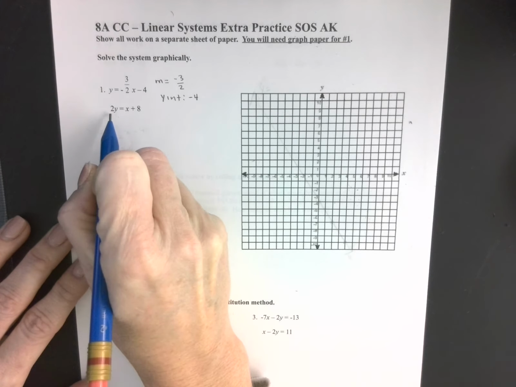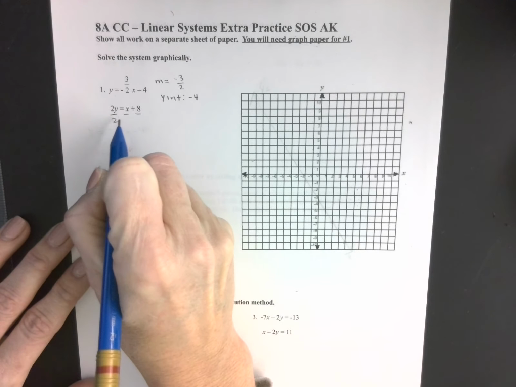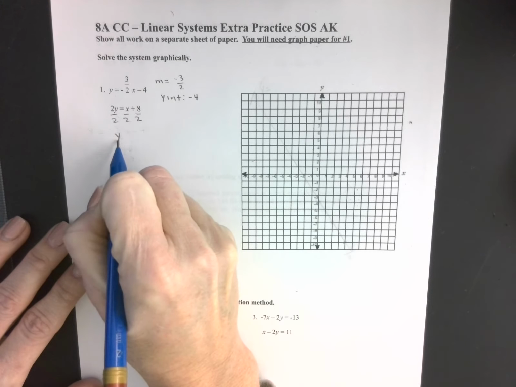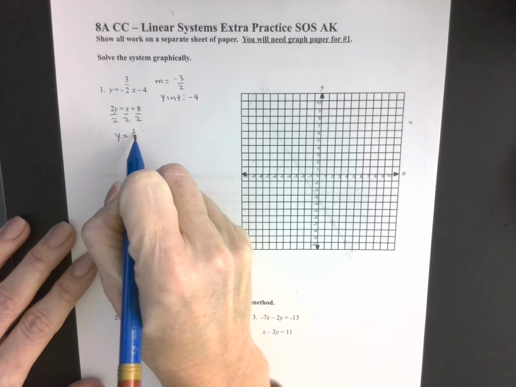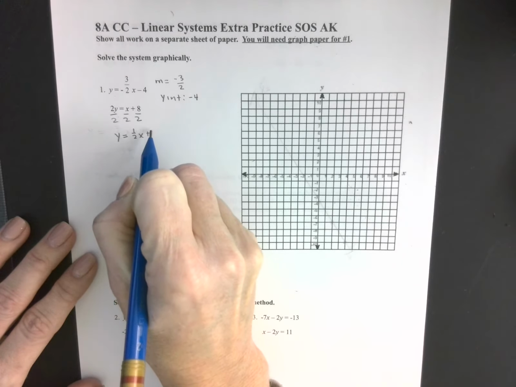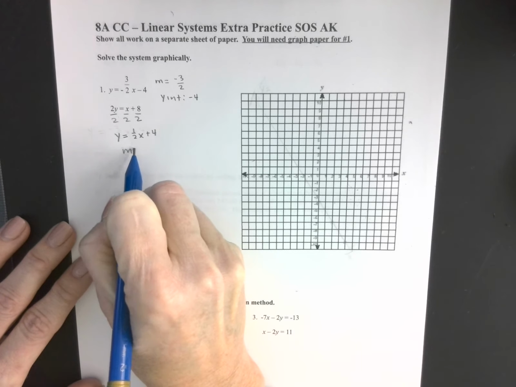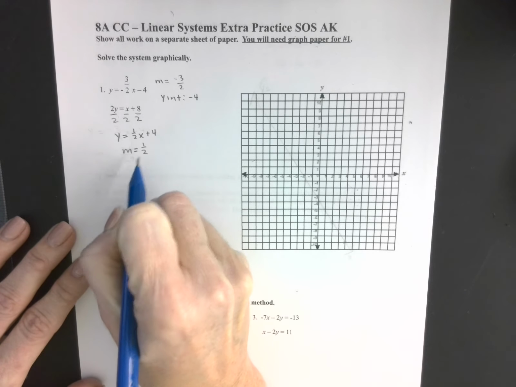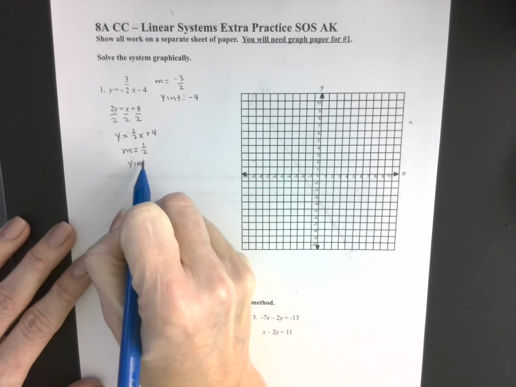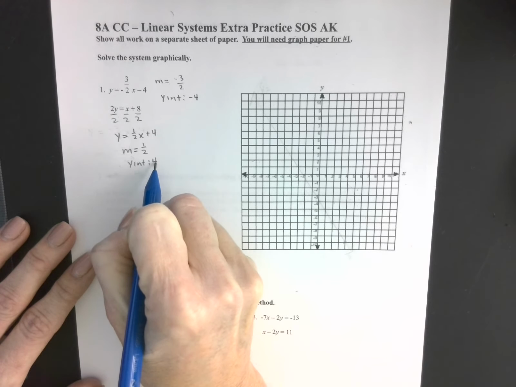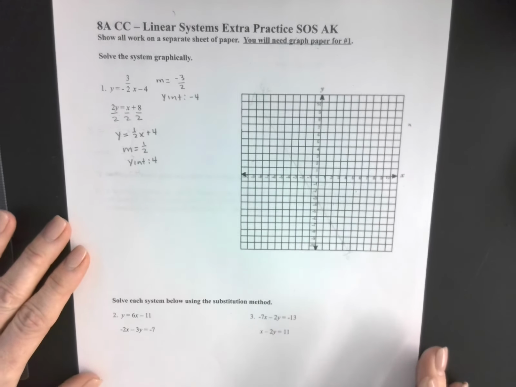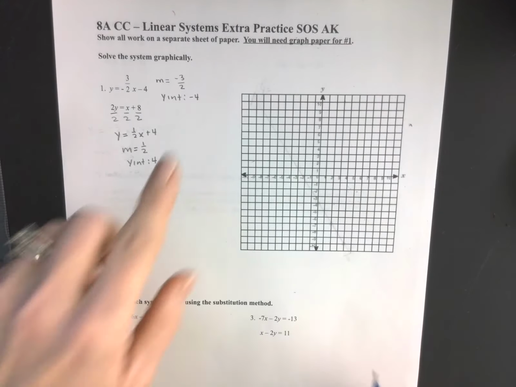In this equation, we're going to divide everything through by 2 to get y equals 1/2 x plus 4. So now we can identify the slope here as 1/2 and the y-intercept as 4. Okay, so now we're going to graph both lines and look for the point of intersection.